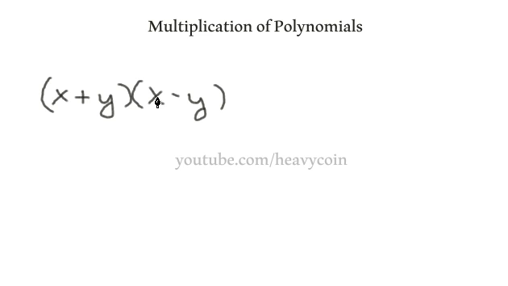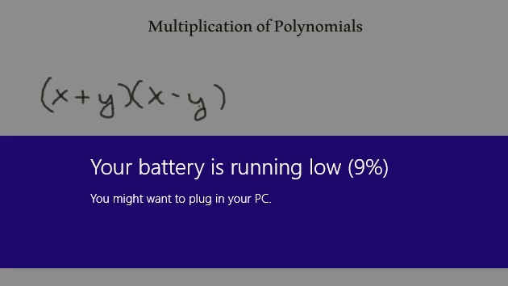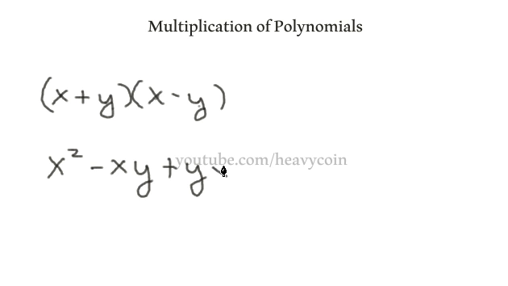We have an x times an x, so that's x squared. And then x times minus y. Okay, so you do this first term and then just go through both of these and then go to the next one and then multiply it by both of them. So y times x and let's see, y times negative y, so that's minus y squared.